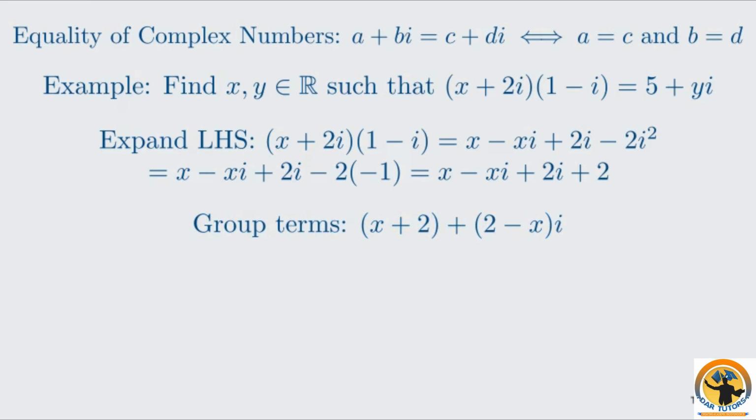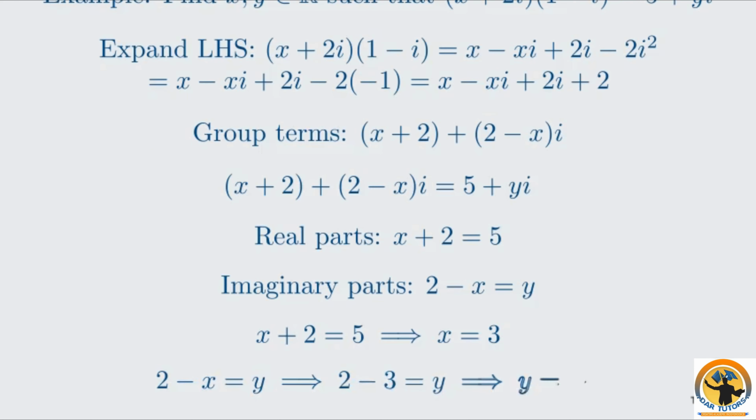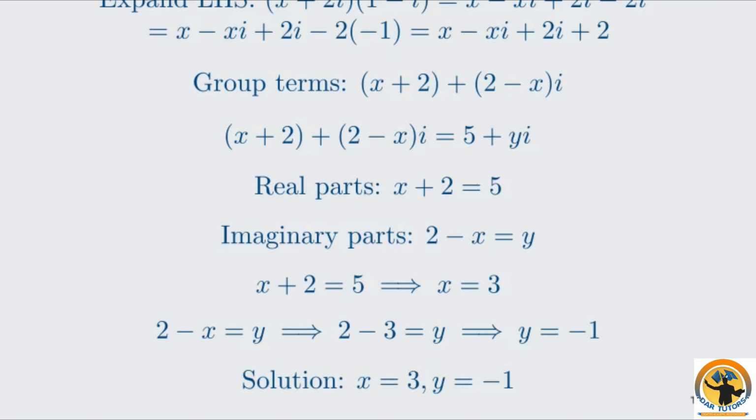Now we can apply the equality rule. Our equation is now x plus 2 minus xi equals 5 plus yi. For these to be equal, their real parts must be equal and their imaginary parts must be equal. This gives us a simple system of two equations. From the first, x equals 3. Substituting this into the second, we get y equals 2 minus 3, which is negative 1. So the solution is x equals 3 and y equals negative 1. This method is incredibly useful for solving many types of problems involving complex numbers.